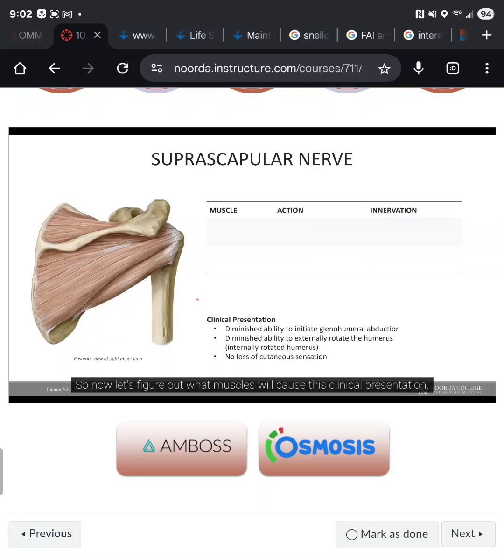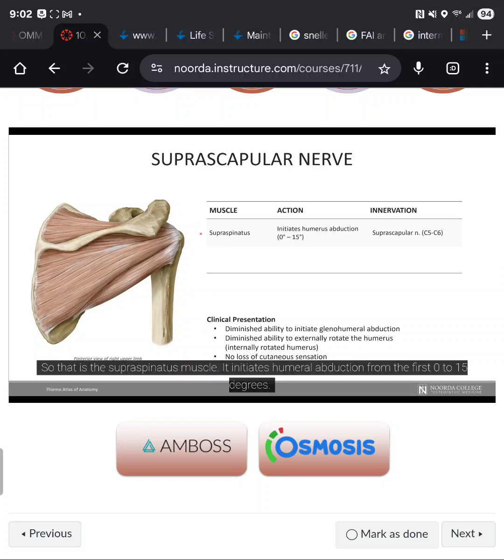And then with a suprascapular nerve injury, we will not see any loss of cutaneous sensation. So now let's figure out what muscles will cause this clinical presentation. So looking at a muscle that might initiate glenohumeral abduction, it looks like this muscle here above the spine of the scapula in the supraspinous fossa. It's going to come around, insert, and then help to initiate that abduction of the humerus. So that is the supraspinatus muscle. It initiates humeral abduction from the first 0 to 15 degrees, and it is innervated by the suprascapular nerve.